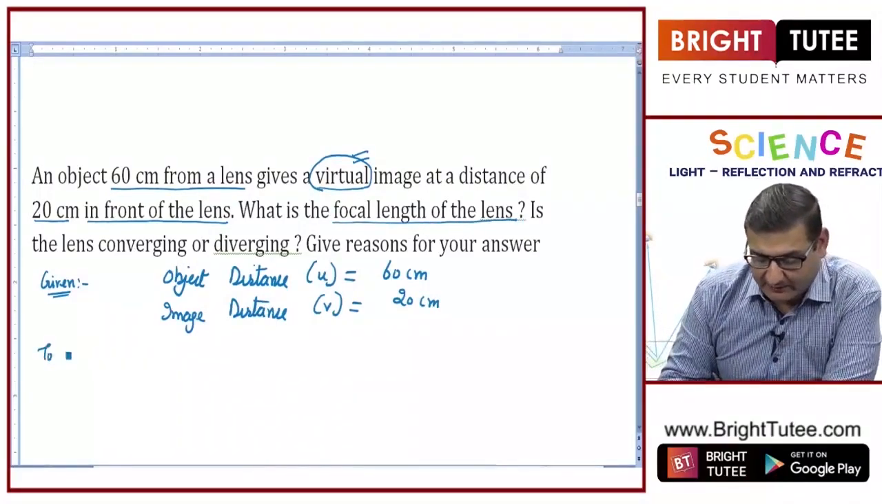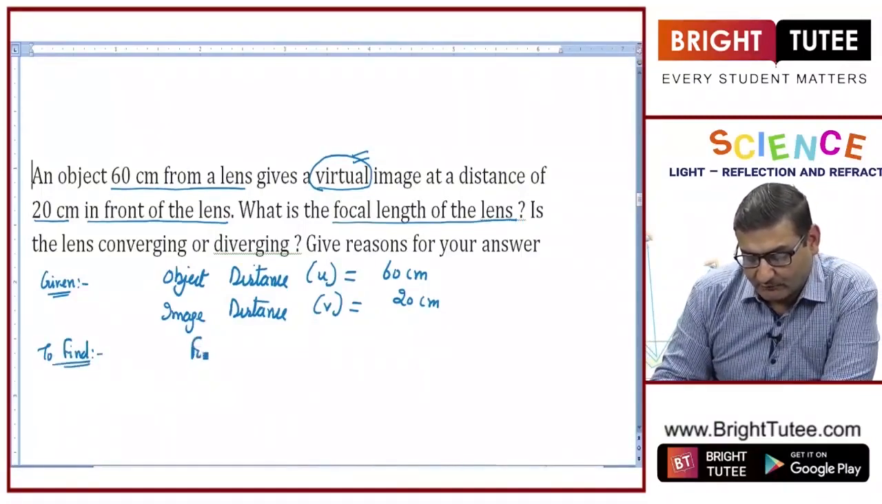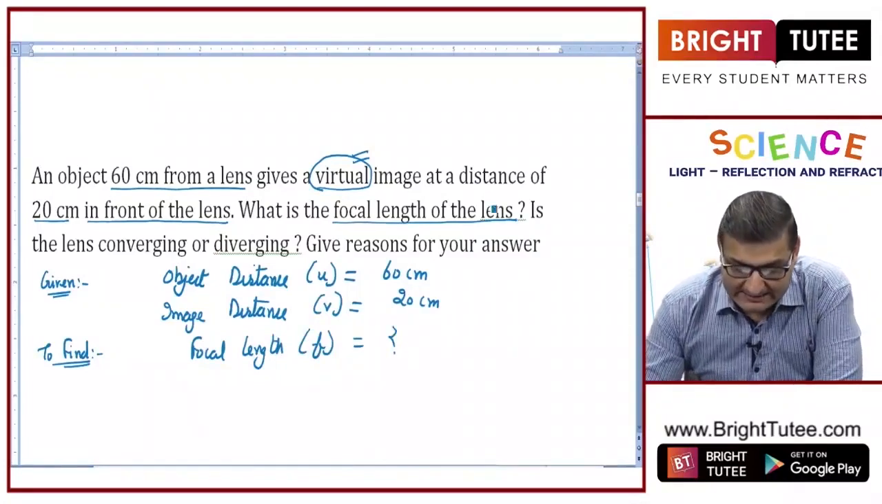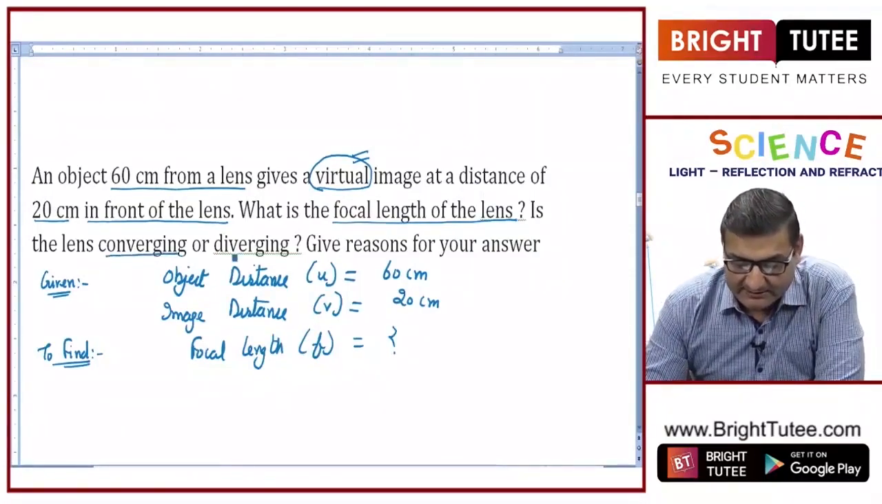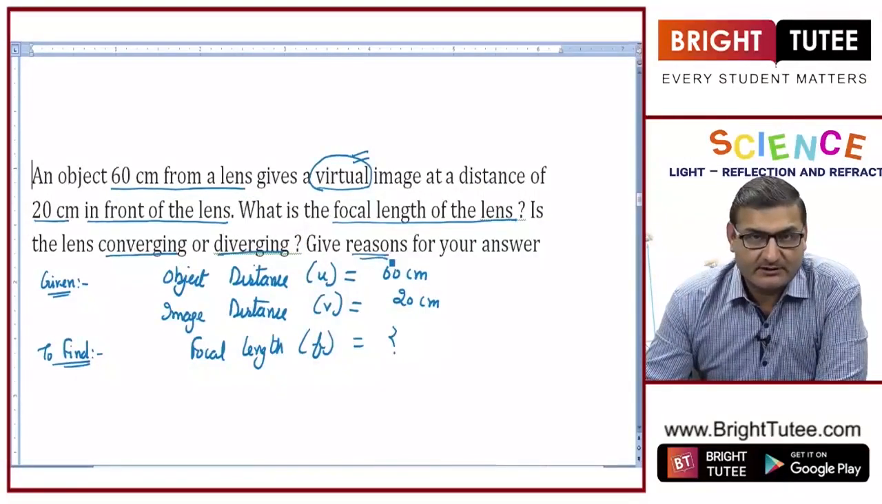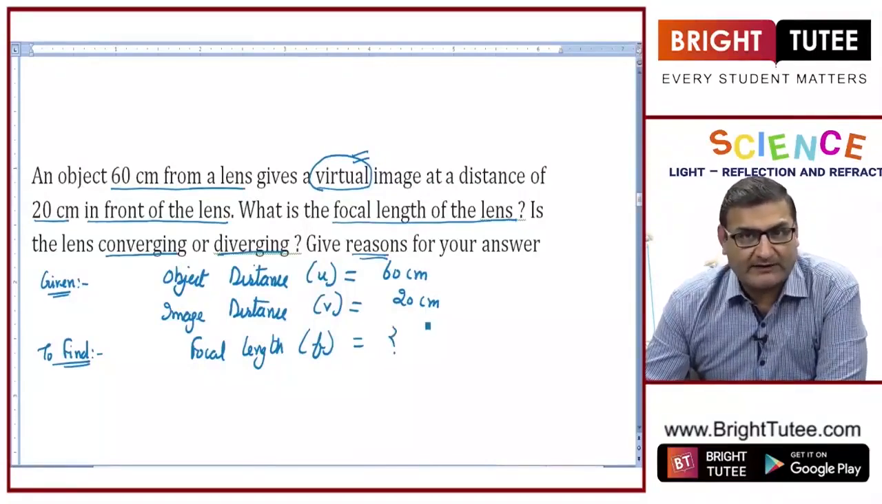So we have to find the focal length, that is small f, right? Is the lens converging or diverging? Give reasons. This part we will be taking after finding the focal length. So given and to find we have written.